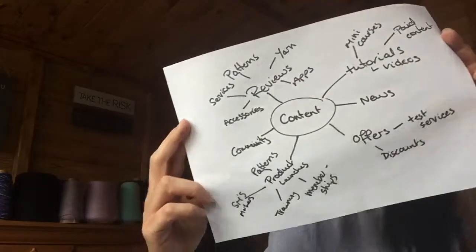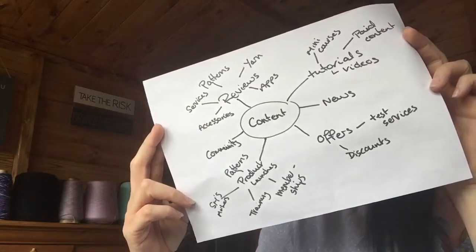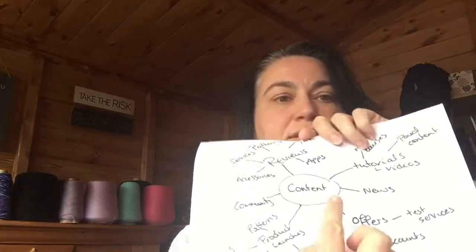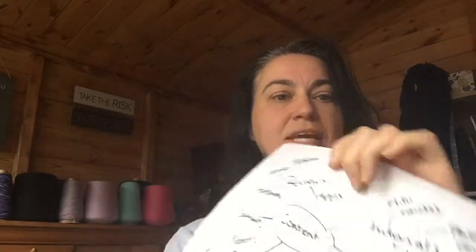If you don't know what a mind map is, this is one of those things, and I'll just read you through. So I've got in the very center here, we've got content, and then coming off of that, I've got the different types of content that I do with Yarn Academy. So I've got reviews, tutorials, news, offers, product launches, and community. And then for each of those items, then there are other topics that come off of that.